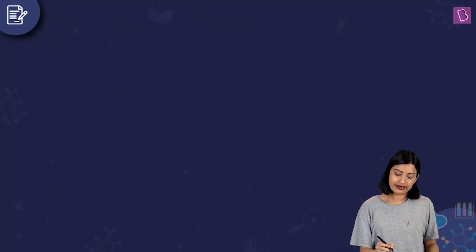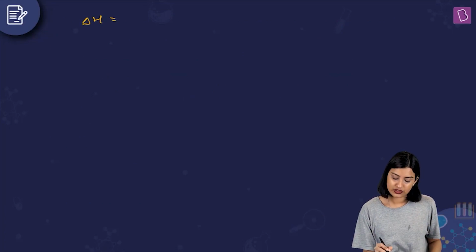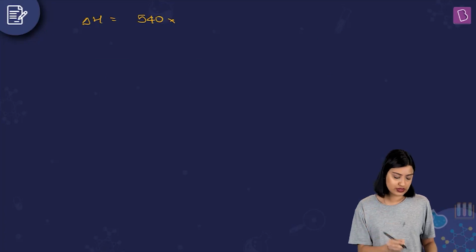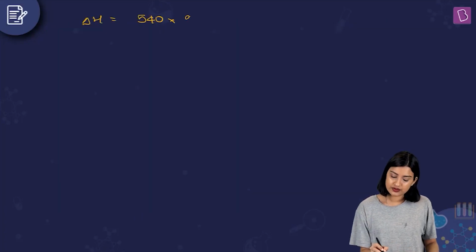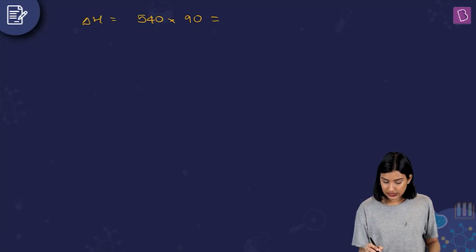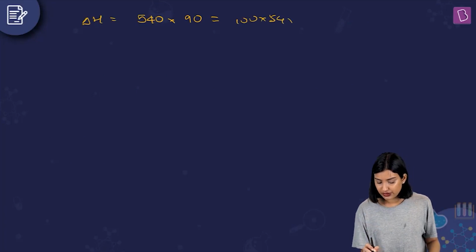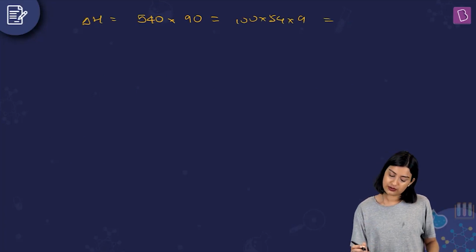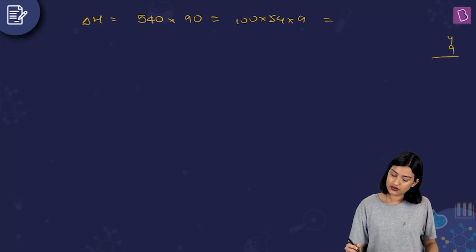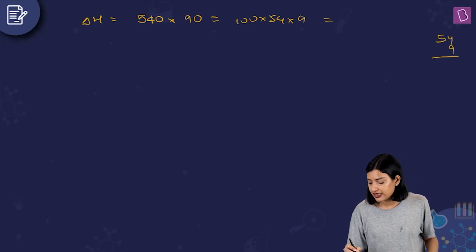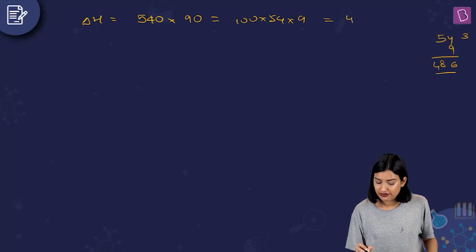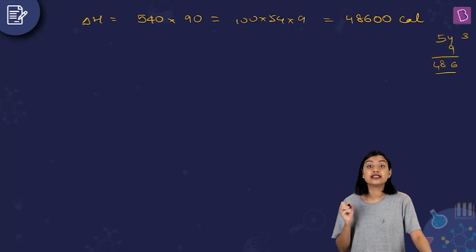Once you write this, everything is more or less there for you. You can calculate delta H. Delta H is going to be 540 calories per gram multiplied by mass. What is the mass given to you? 90 grams. So when you calculate, you get 100 into 54 into 9. 54 into 9 is 486. So you have 48600, so 48,600 calories.